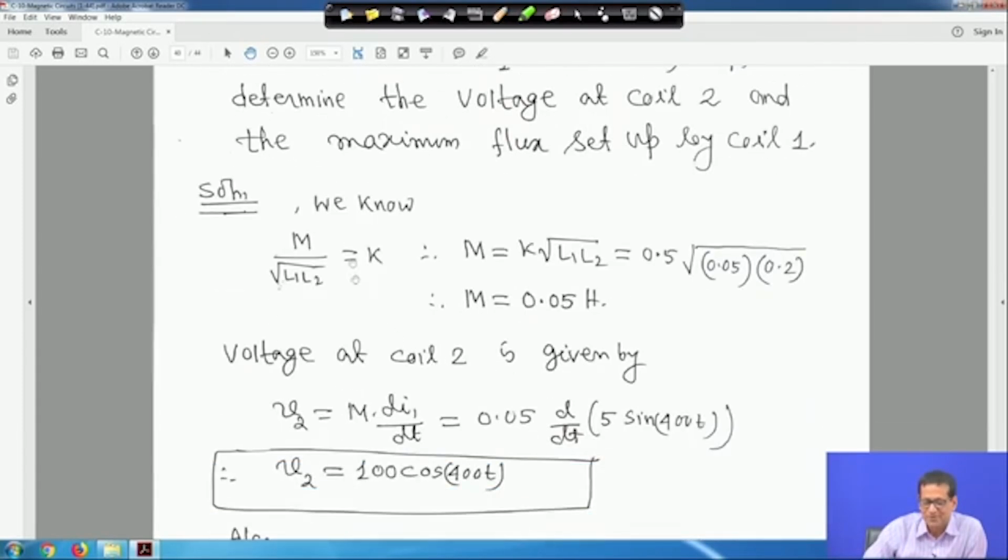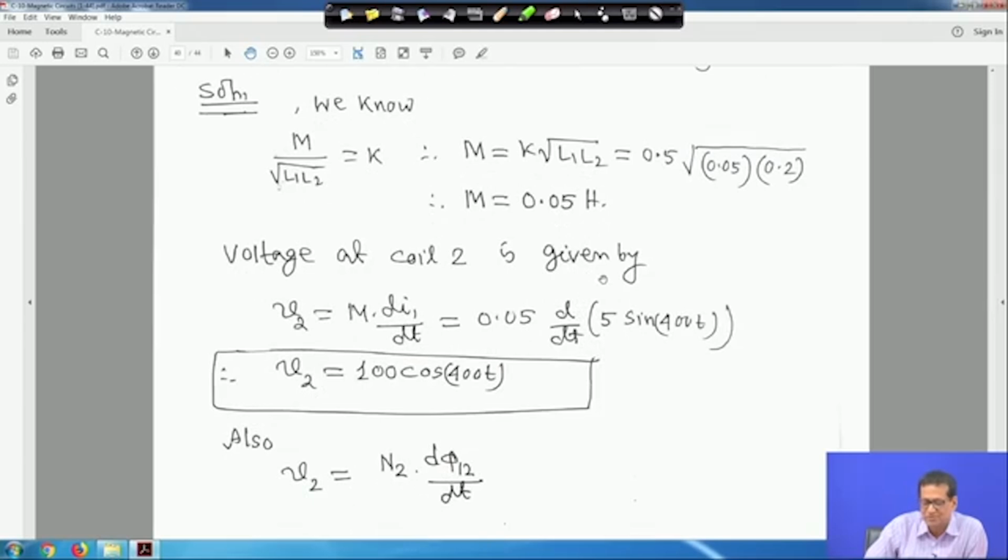So, solution. We know that K is equal to M by root over L1 L2. So, M is equal to K into root over L1 L2. K is given 0.5 and L1 L2 given root over 0.05 into root over 0.2. So, mutual inductance M will become 0.05 Henry.